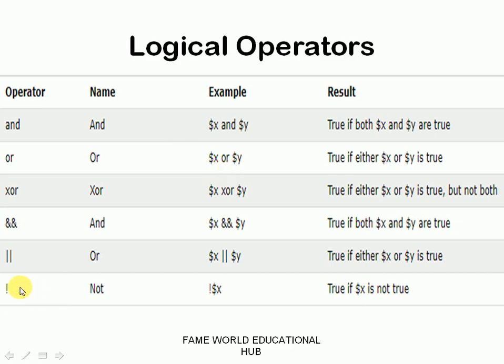Now coming to the last logical operator, and that is NOT operator. NOT operator is used to reverse the condition. What does it mean? It means that when we write not X, if the value is true, it will return false. But if the value is false, it will return true. That means it will work reversely.